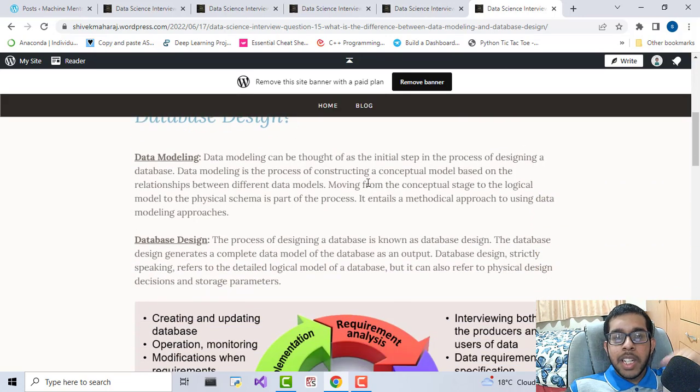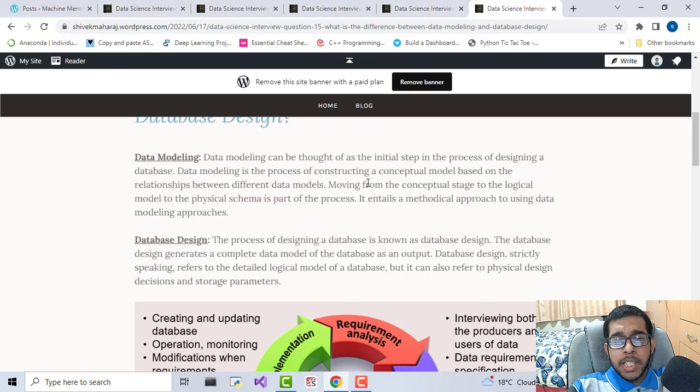So data modeling, this can be thought of as the initial step in the process of designing a database. Data modeling is the process of constructing a conceptual model based on the relationships between different data models. Moving from the conceptual stage to the logical model to the physical schema is part of the process. It entails a methodical approach to using data modeling approaches.